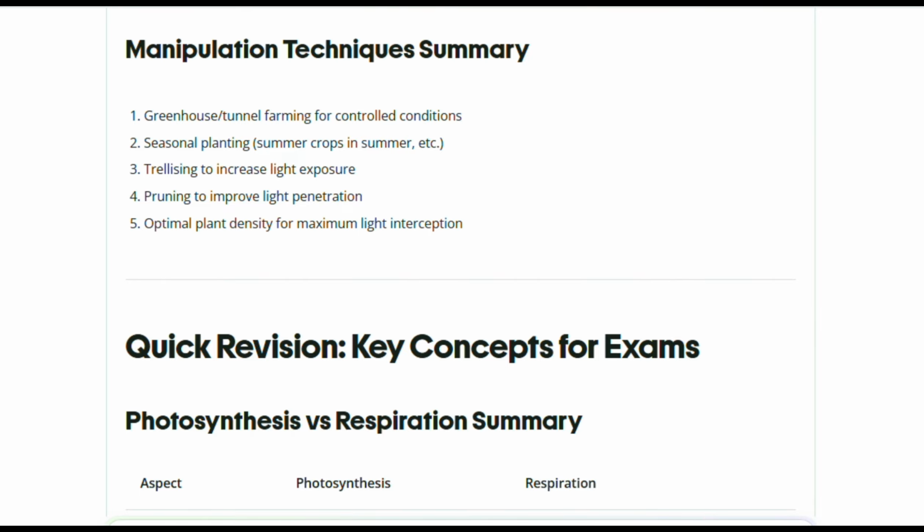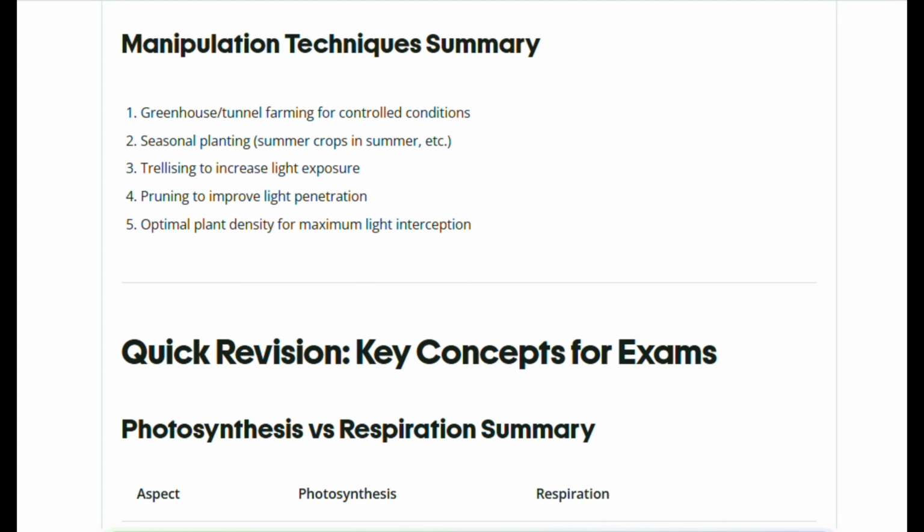3. Tree trellising to increase light exposure. Okay, what is trellising? That is the question. Basically, trellising is when we want to increase the light exposure.